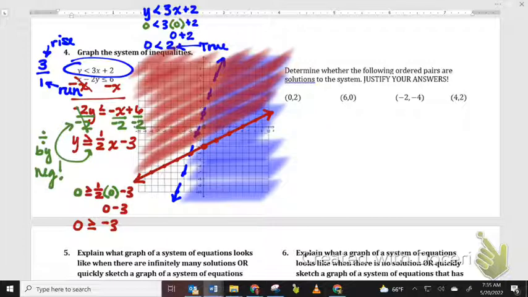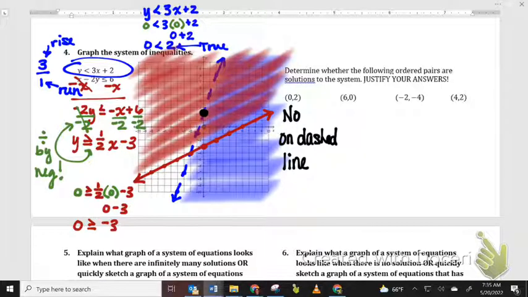And then they've asked me to determine, of these 4 ordered pairs, which ones are solutions. 0, 2 is right here. Is that a solution? No, because it's on the dotted line. Because it's on the dashed line. Anytime we are on a dashed line, it is not a solution. Cannot be.